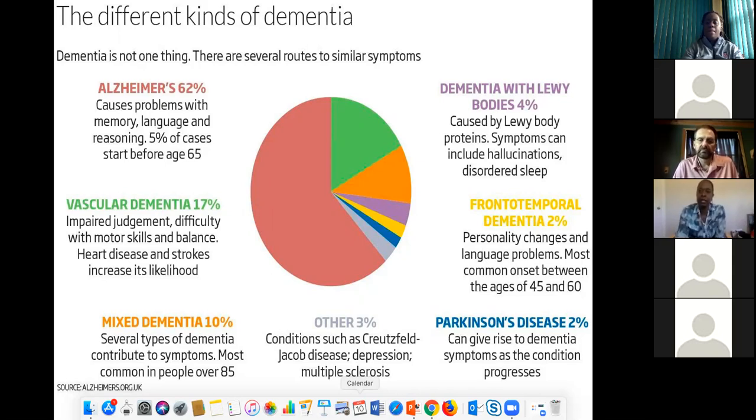And then we have frontotemporal dementia, about 2%. Personality changes, language problems, most common onset between the ages of 45 and 60. Dementia with Lewy bodies, 4%, caused by Lewy body proteins. Symptoms can include hallucinations and disordered sleep. And then there's another about 3% of conditions such as Creutzfeldt-Jakob disease, depression, and multiple sclerosis. You want to add anything to that?